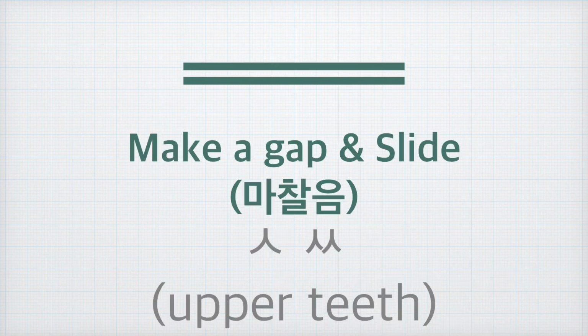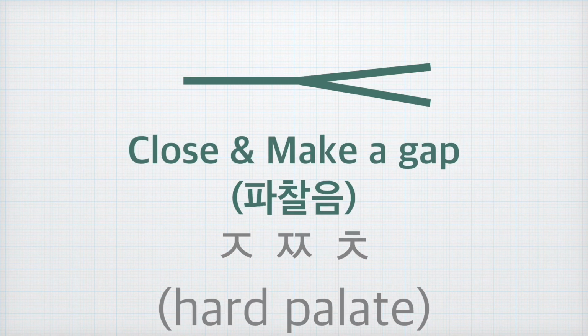The second way is to make a little gap and let the air slide through, like we pronounce s and ss. And we do both, close the gap and let the air slide through by opening the gap, like when we pronounce j, jj, ch.